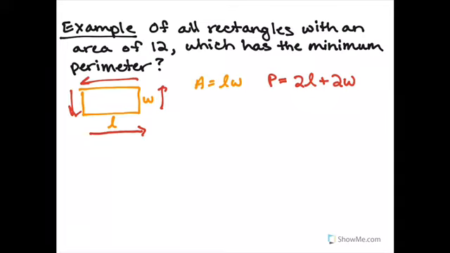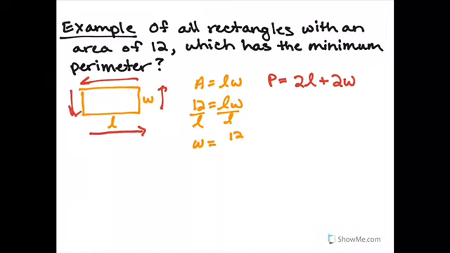My area was given, it's 12, so we need to solve for one of those variables. And since it's length and width, I don't really have a preference. Let's solve for W. So I'll divide both sides by L. We get W equals 12 over L. So I'm going to plug that into my perimeter equation.